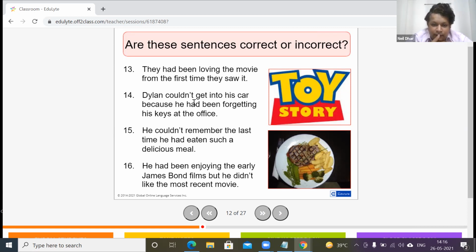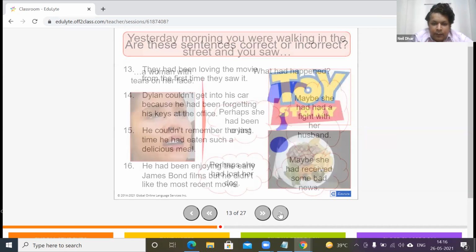Number 15. He could not remember the last time he had eaten such a delicious meal. Correct sentence. Next: he had been enjoying the early James Bond films, but he did not like the most recent movie. Correct sentence. Absolutely, because there are a lot of James Bond movies, and he had been enjoying all of them by watching them again and again over the years, but he didn't like the latest one. Okay. Moving on.